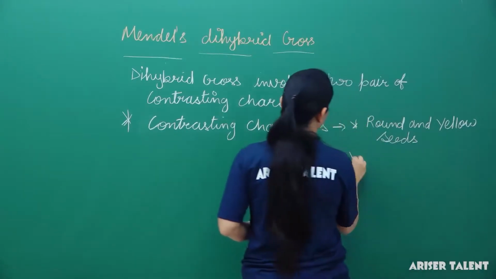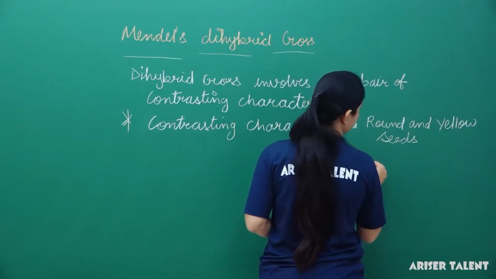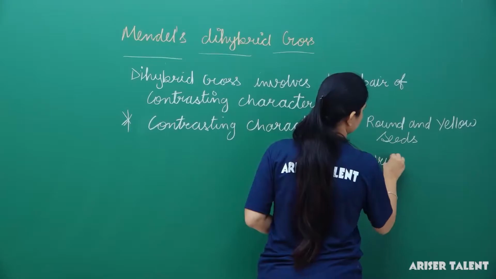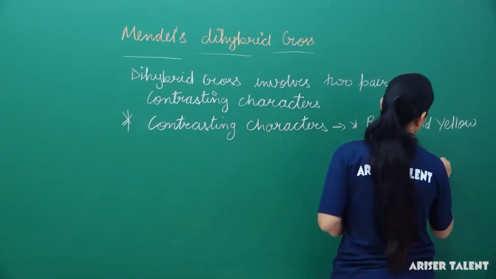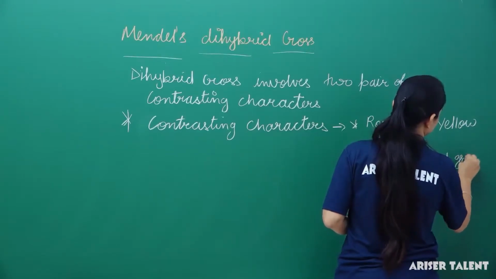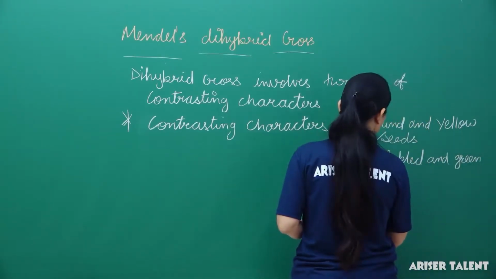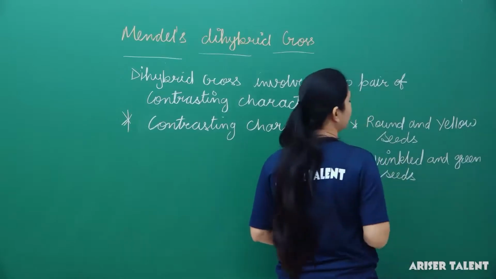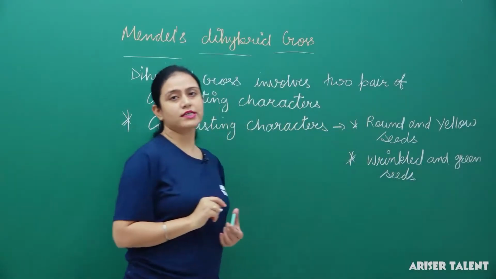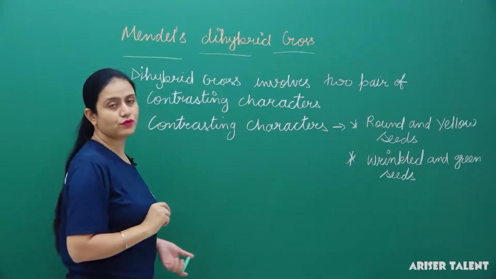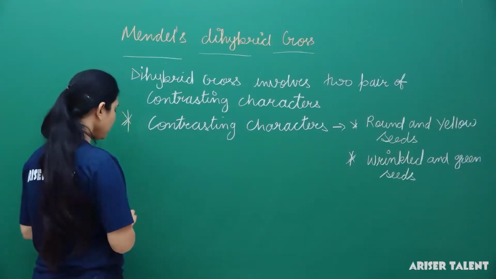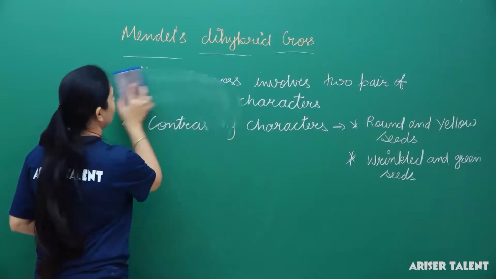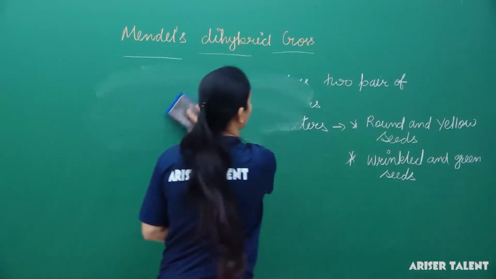And the recessive variety was wrinkled and green seeds. So these were the contrasting characters which Mendel chose for his dihybrid cross. Now let me explain. We will talk about the dihybrid cross.